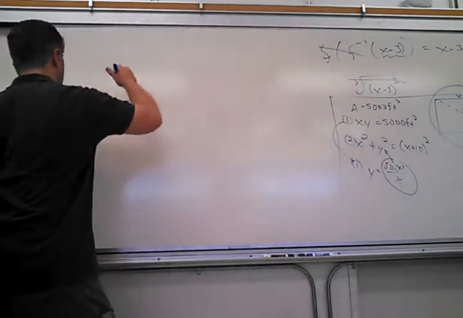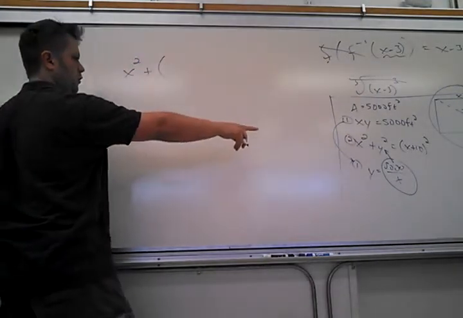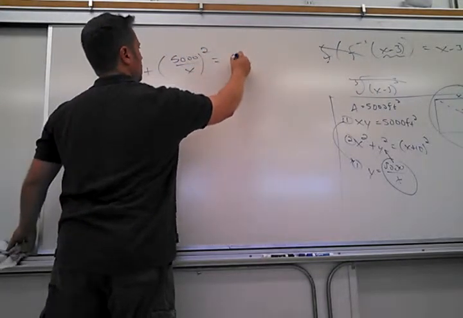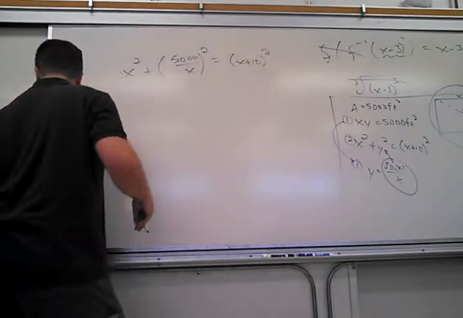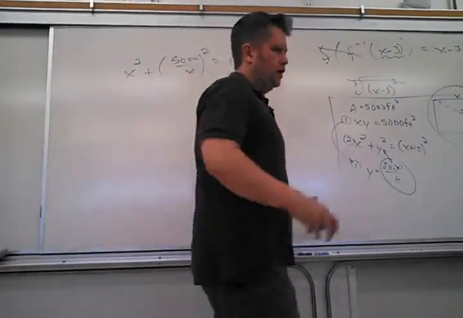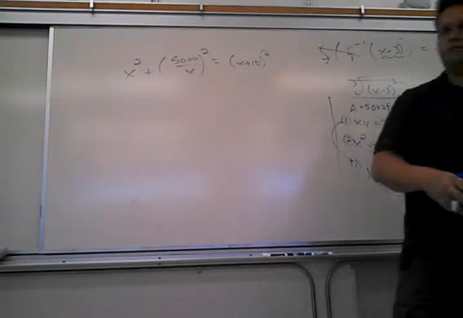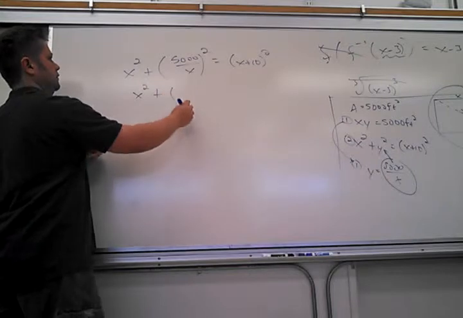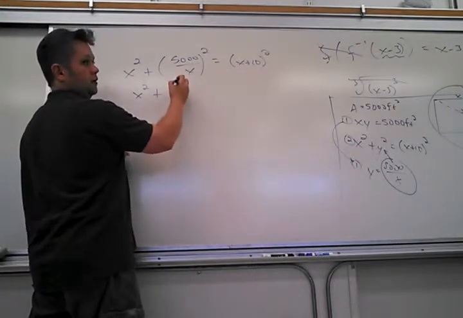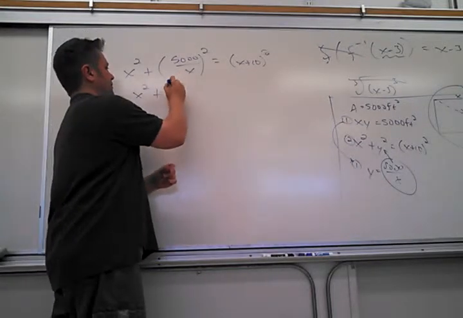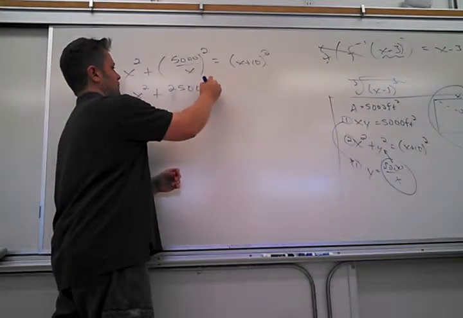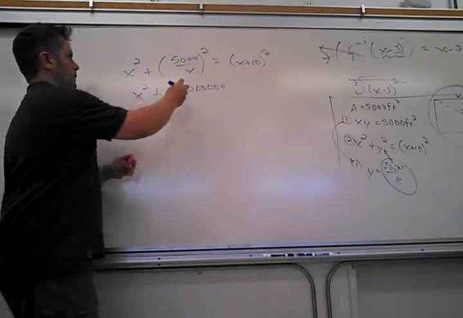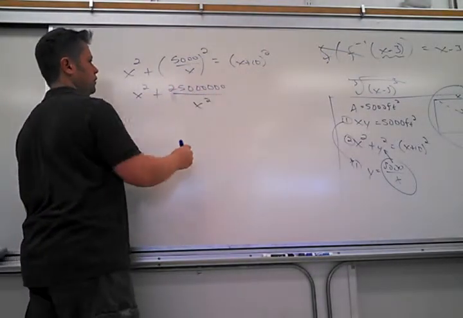Throw that in there, what do you get? So you throw in y is 5,000 over x. And now you just have to square that. Okay, good. So you get x squared plus 25 billion, simply a 2, 5, and then 6 zeros, over x squared, right?